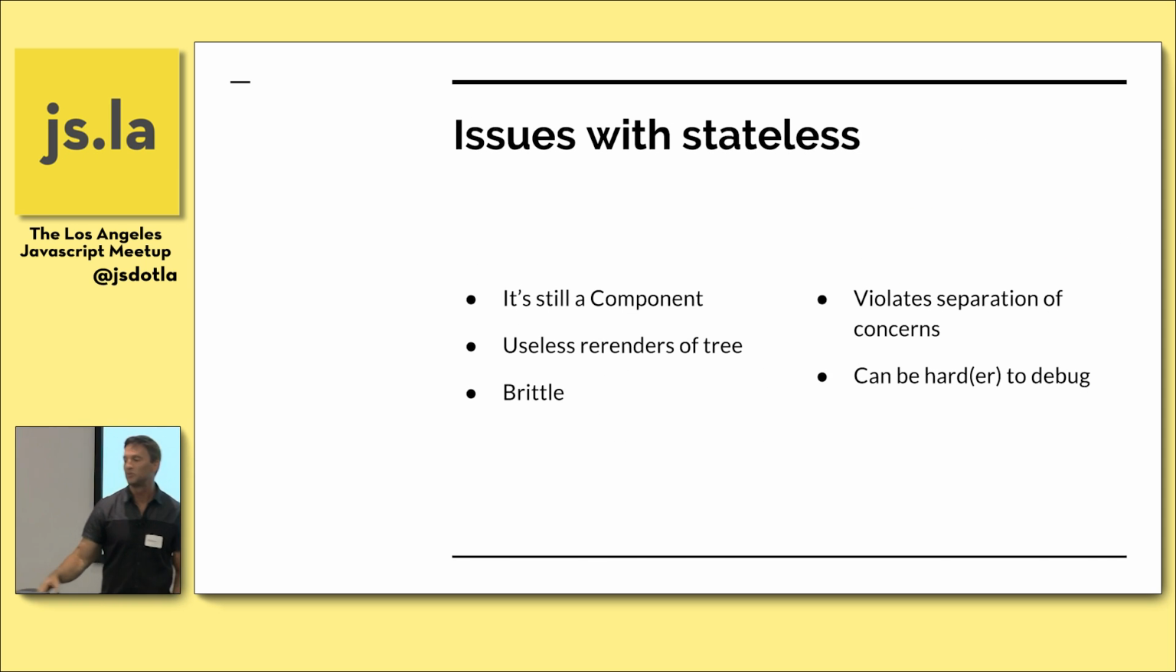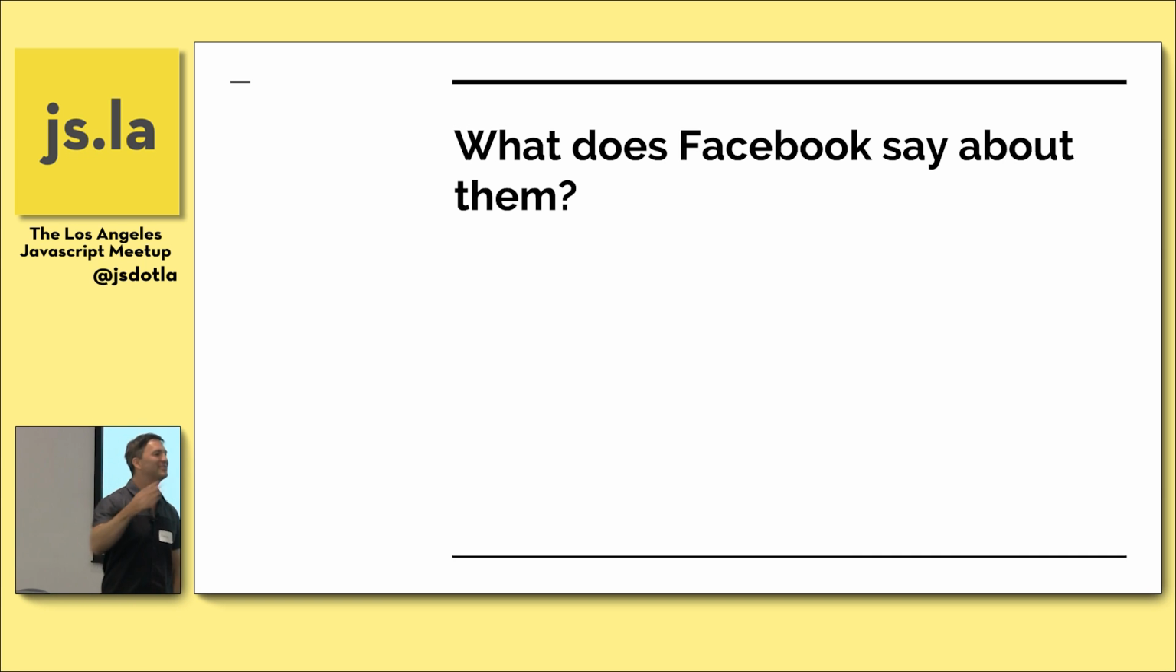And I've got some issues with stateless. It's still a component, and we'll talk about what that means in a second. But it causes useless re-renders of my tree, and we'll talk about that as well. It's very brittle. It violates separation of concerns, and it can make it harder to debug than other patterns that are out there. So those are the problems that I have with stateless components, and now we're going to dive into what that's all about. And here's the bit that I was getting to before.